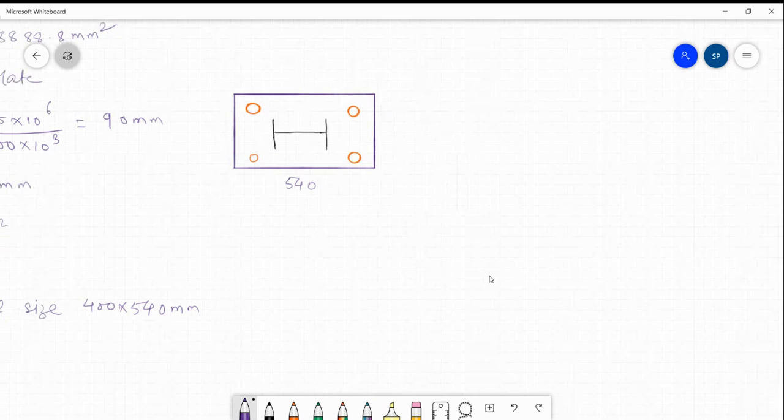Now once this is done, next you have to go for calculation of upward pressure. Say this is the base plate and below you are getting upward pressure. Here it is P minimum and P maximum.